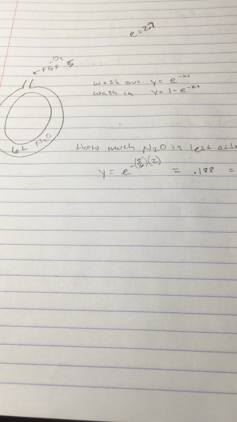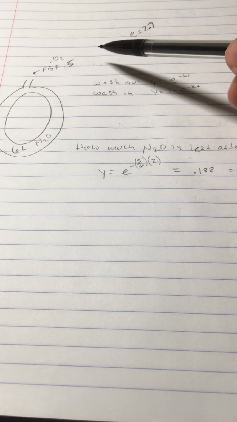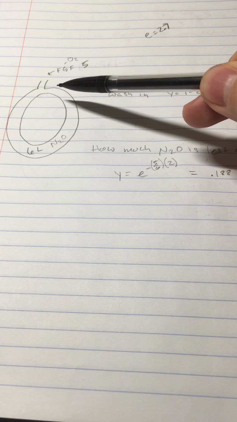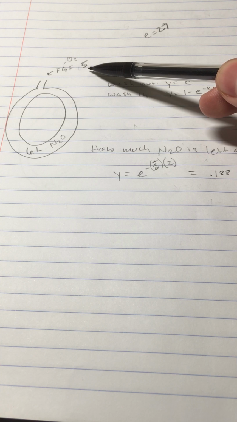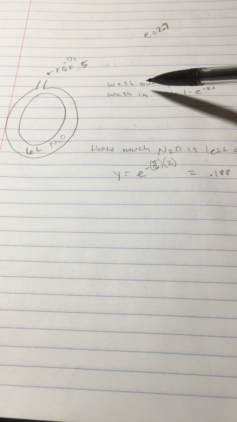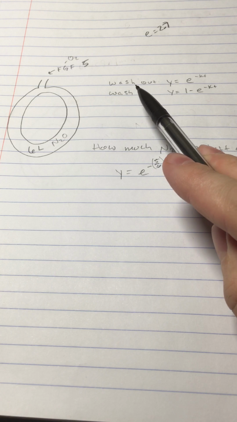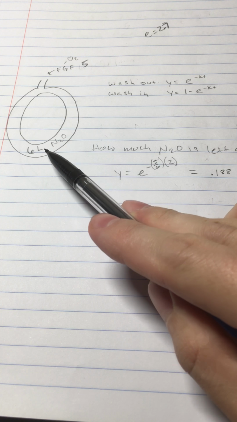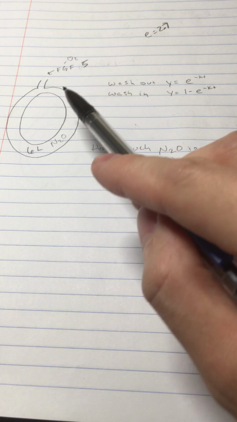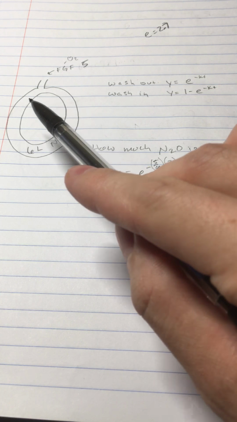Alright guys, we're back at it again, just a little review. So in this scenario we had 6 liters of pure nitrous oxide and 5 liters of fresh gas flow of pure oxygen flowing in here. Now like we discussed last time, the washout equation was concerned with how much nitrous oxide was left in your breathing circuit after so much time. Your wash-in equation was concerned about how much of your oxygen, what percentage, is now in here after so much time.